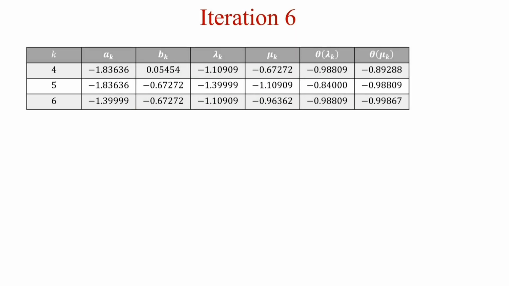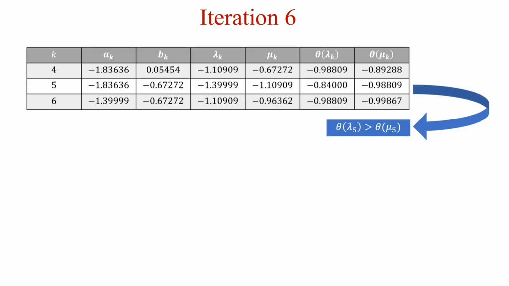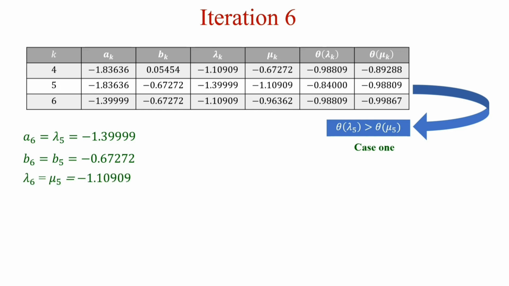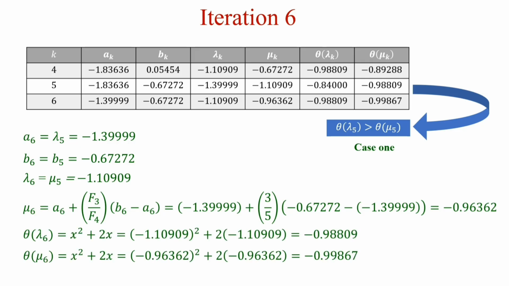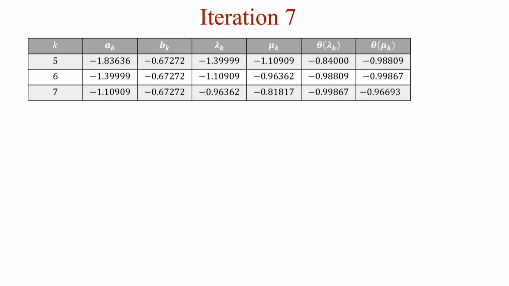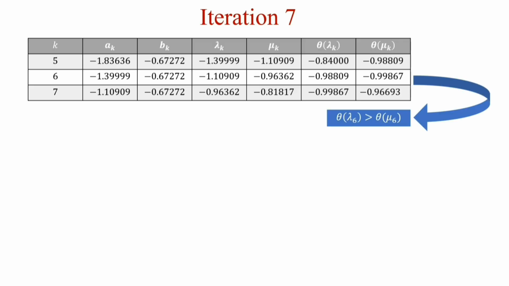At the sixth iteration, comparing the previous objective function values indicates that case 1 is applicable. Therefore, the new points and their corresponding objective function values are computed according to case 1. At iteration 7, the evaluation of the previous objective function values shows that case 1 is applied. Therefore, the new points and their corresponding objective function values are determined using case 1.